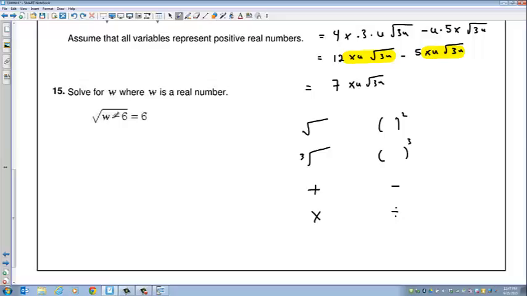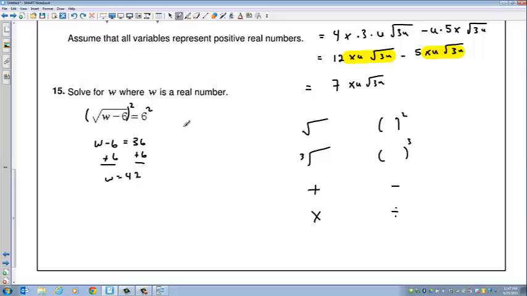So if you have the square root of w minus 6 equal to 6, and you want to solve for w, the problem is w is under that radical. It's under that square root sign. So how do you undo it? You're just going to square both sides. And that will undo the square root. Right, so the square root squared undoes it, and you get w minus 6 on the left equal to 36 on the right. And then you add 6 to both sides, and you get w equal to 42. And so there's my answer.